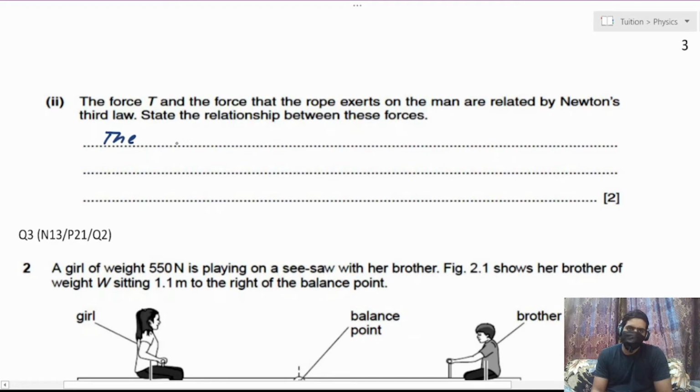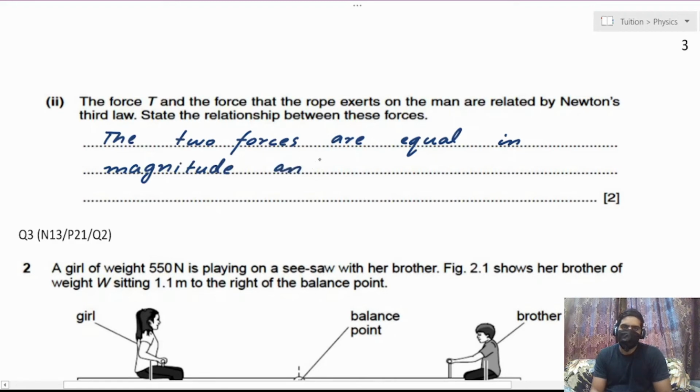The two forces, according to Newton's third law, are equal in magnitude and opposite in direction.